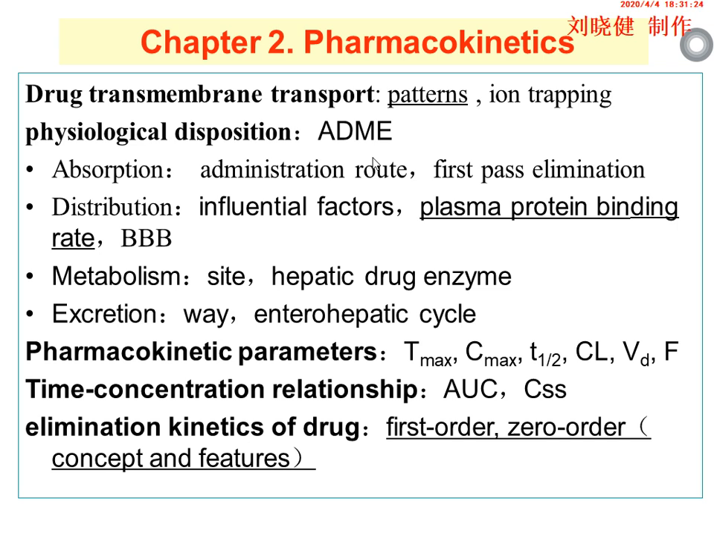If you are a doctor, you want to get an ideal therapeutic effect. Only knowing the drug's pharmacological effect is not enough. You also need to know the drug pharmacokinetics well. These chapters told you, first, drug transmembrane transport.